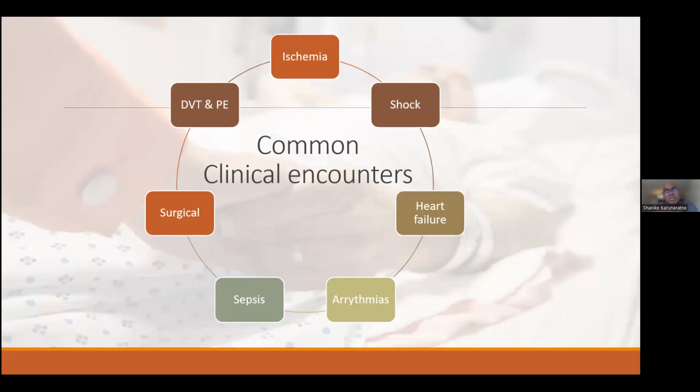We know that in all patients, including in CCU, ICU, and any critical care setting, there are common clinical encounters. For example, if a patient comes with a heart attack, they will have ischemia as a problem. Sometimes they go into cardiogenic shock or septic shock or mixed cardiogenic and distributive shock. They will have heart failure to deteriorate them further. Arrhythmia will come into the picture. Sometimes they will have community-acquired or hospital-acquired sepsis. Sometimes we have to take over patients post-surgically, or sometimes patients will have surgical issues during their inpatient stay in CCU.